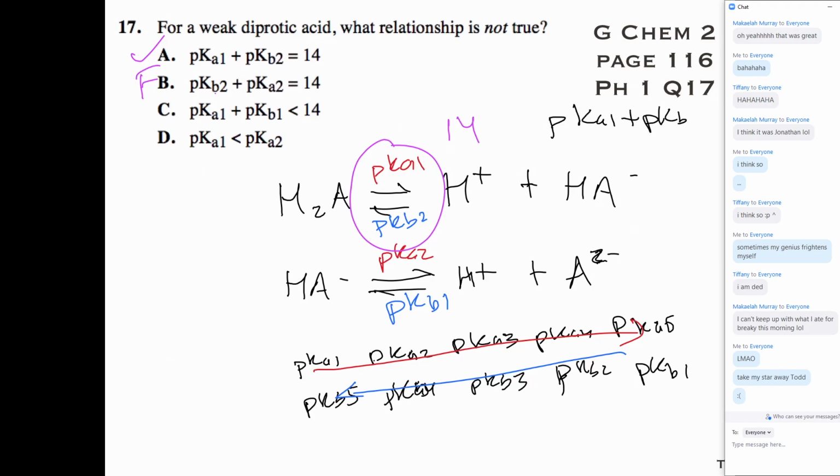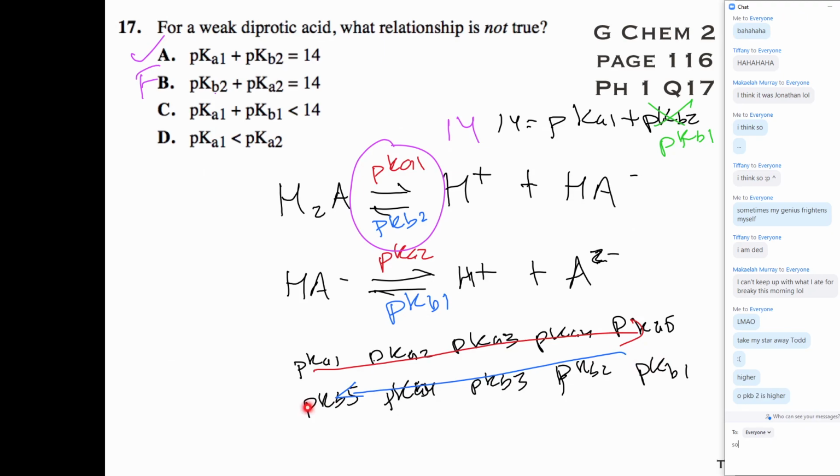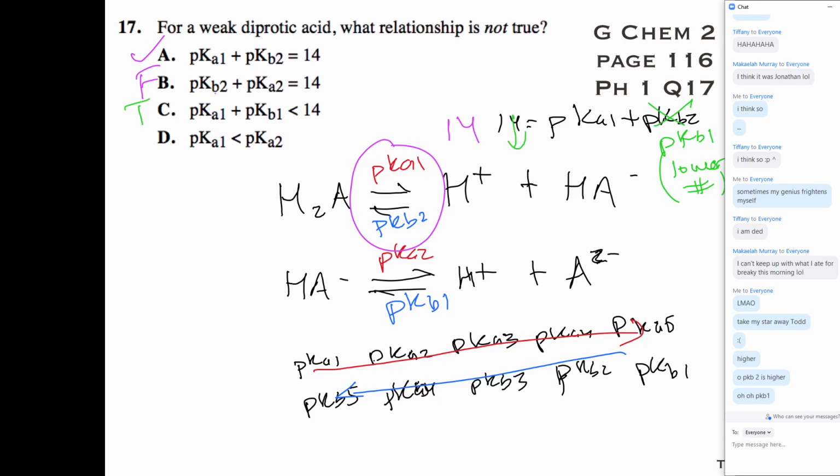If pKa1 plus pKb2 equals 14, what if I cross this out and put in pKb1, excuse me. Is pKb1 higher or lower than pKb2? I forget, which is lower? These go up this way, so these must be going down this way or up the other way. pKb1 is a lower number than pKb2 because it's more basic. Because it's a lower number, this number is less than 14, makes that true.